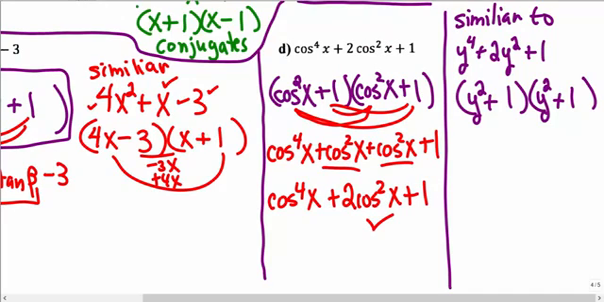So our final answer here for the factorization of that trinomial would be cosine squared x plus 1 times cosine squared x plus 1.